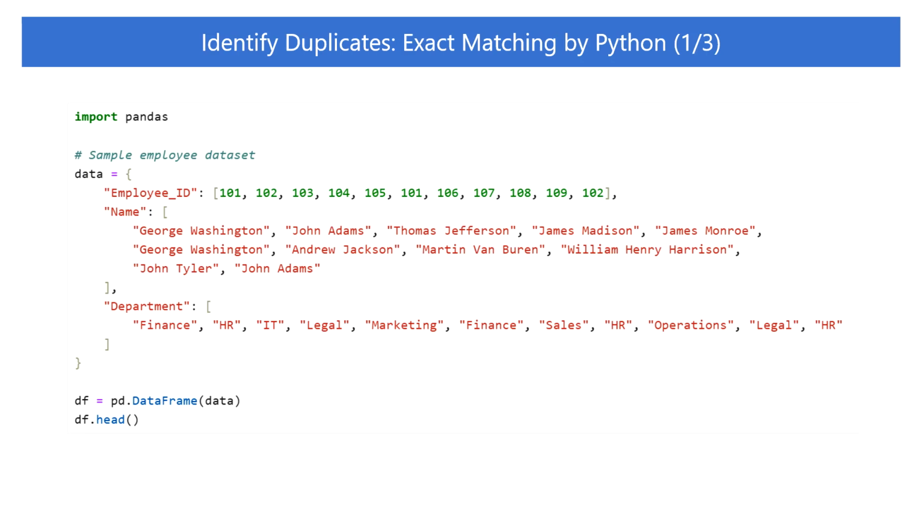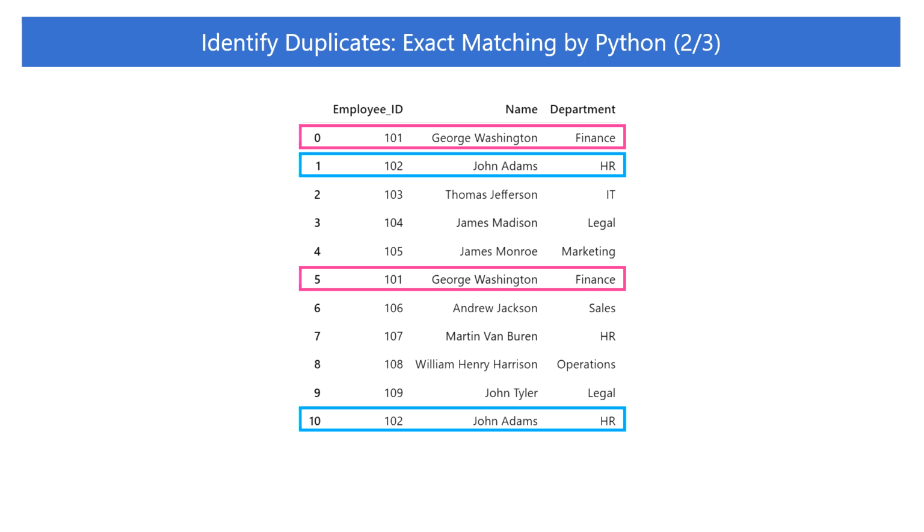Let's see an example of how to detect duplicates using exact matching. First, let's create a sample dataset in this way. This dataset has some duplicates. As we can see, there are two employees whose ID is 101 and two employees with the same ID, 102.